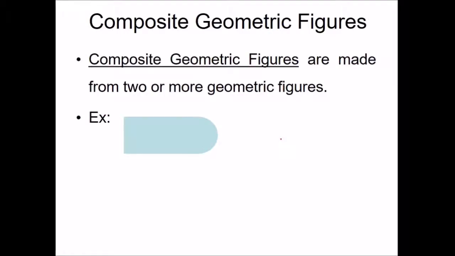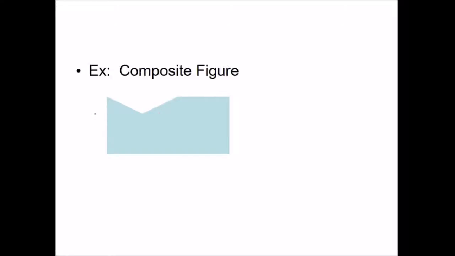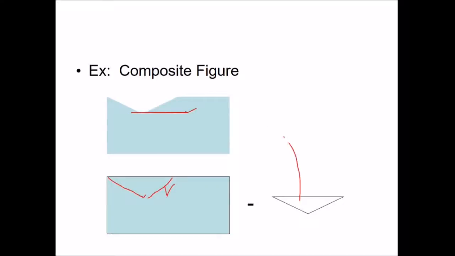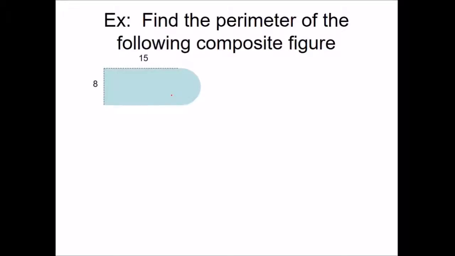Now we have composite geometric figures. Composite geometric figures are made from 2 or more geometric figures. For example, one figure is this, the other figure is this. These are the composite figure. What you have done is, this is one figure, and you have eliminated a triangle from this. This has been eliminated from this, and you receive this. So find the area and the perimeter of the composite figure. How are we going to do it? You have to find the perimeter of this composite figure.